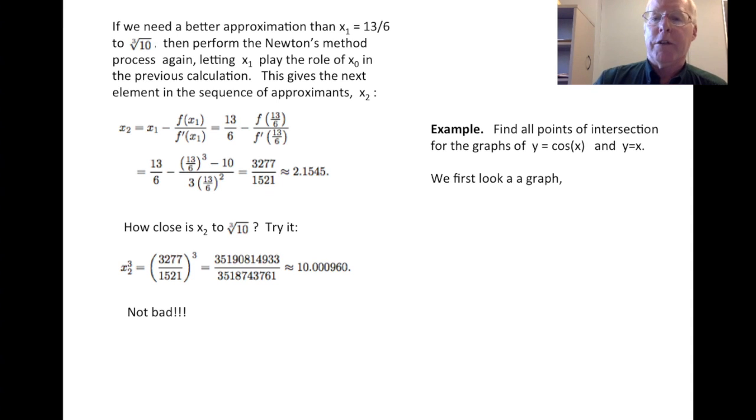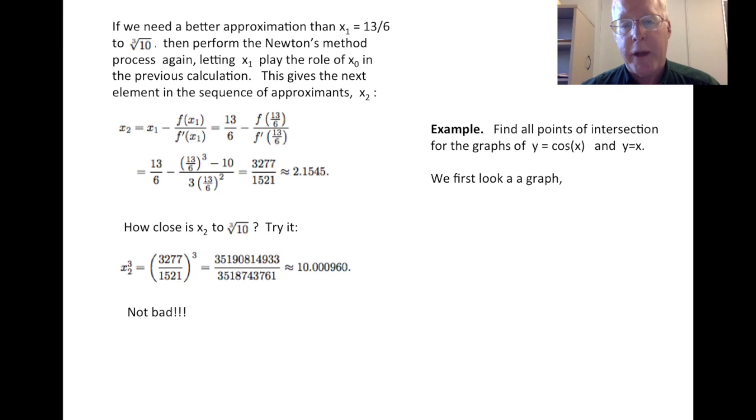Take a look at one more. The book doesn't do anything with non-polynomials in the text, so let's take a look at working with a transcendental function. Let's find all the points of intersection for the graphs of y equals cosine x and y equals x.